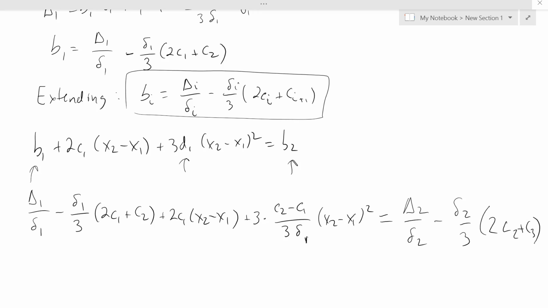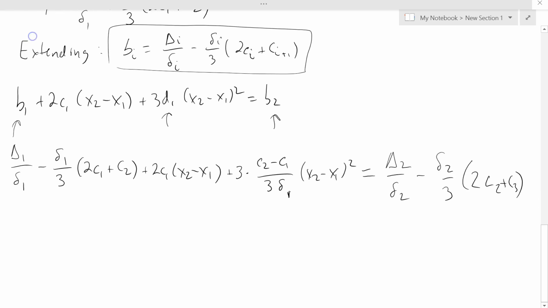Capital delta 2 over little delta 2 is a constant. Capital delta 1 over little delta 1 is a constant, right? So I can move that over to the right. Put that on the right-hand side. Everything else needs to go to the left.